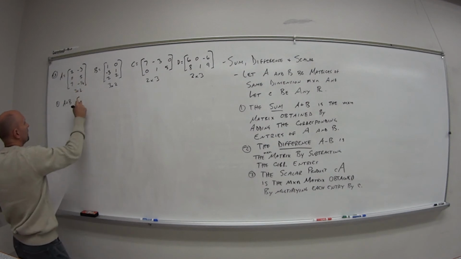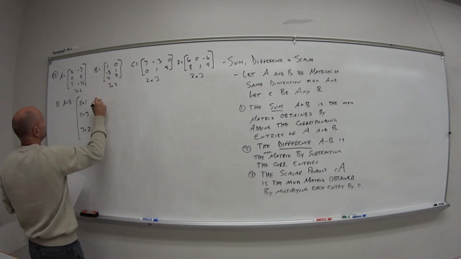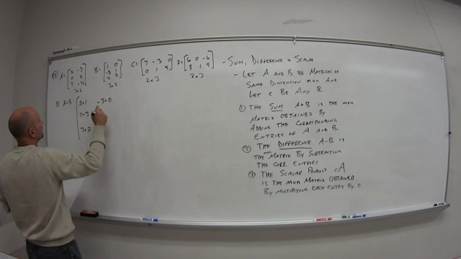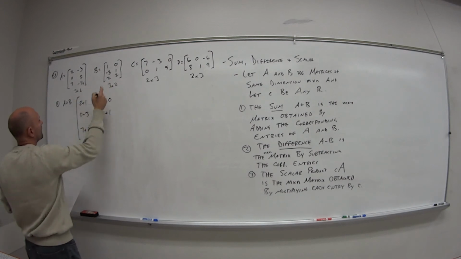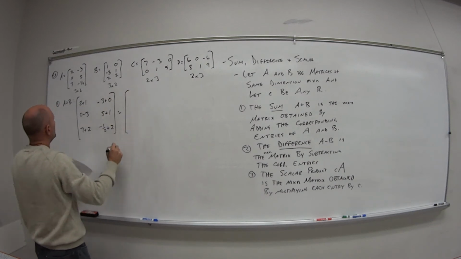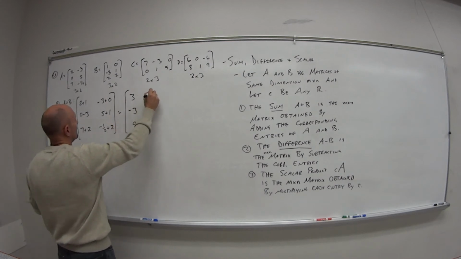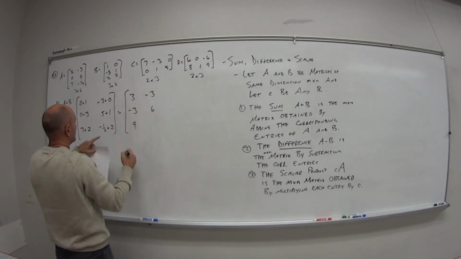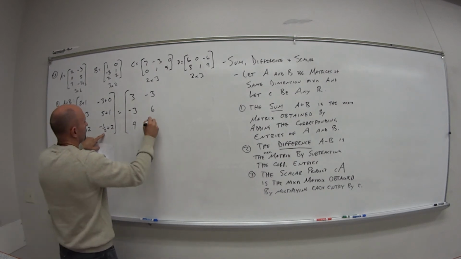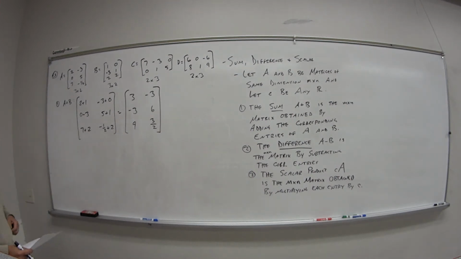So the matrix I'm going to get is also 3 by 2, and it's just the sum of all the pieces. So 2 plus 1, 0 minus 3, 7 plus 2, negative 3 plus 0, 5 plus 1, negative half plus 2. So that means I have 3, negative 3, 9, negative 3, 6, and 2 minus a half is 1 1/2, which is 3/2. So that's the sum of A plus B.